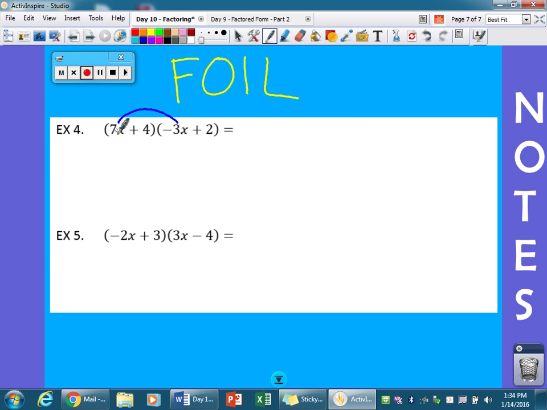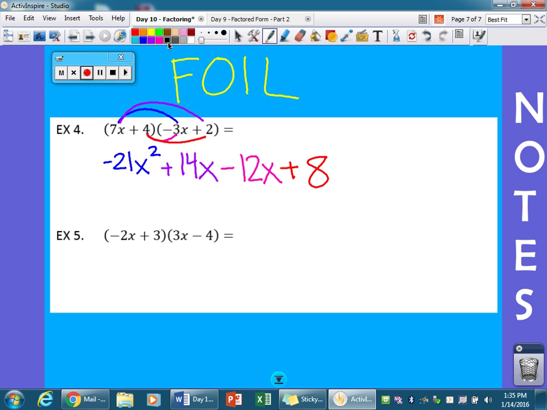What I always do, multiply the numbers first. 7 times negative 3, excuse me, is negative 21. And then I have my x times x, so it's x squared. So negative 21x squared. 7x times 2. Well, 7 times 2 is 14, and then I still have that x hanging out. So plus 14x. Next one, 4 times negative 3x, negative 12x. Last, 4 times 2 is 8.